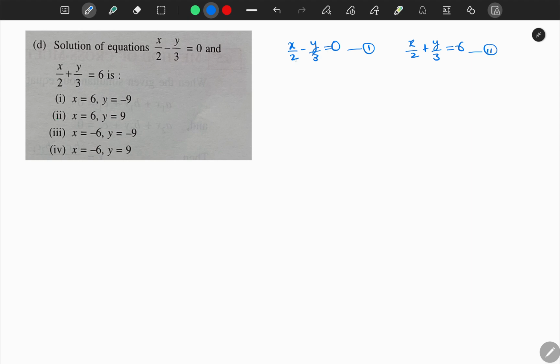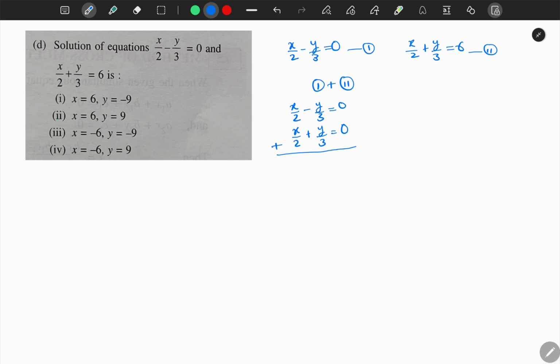On observation, I see that the coefficient of x here is 1 by 2 and here also plus 1 by 2. So can't do anything. Coefficient of y here is minus 1 by 3 and here it is plus 1 by 3. So if that is the case, I can directly add these two equations. So I'll say equation 1 plus equation 2. So I'll write down equation 1, then equation 2, and I'll add these two equations.